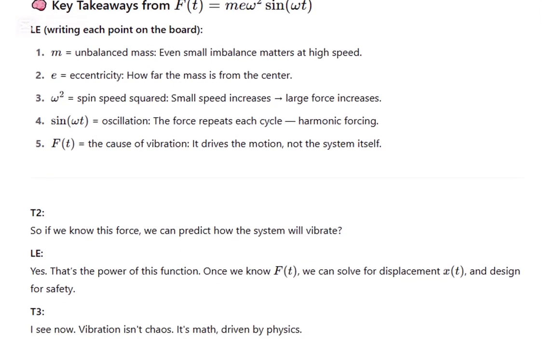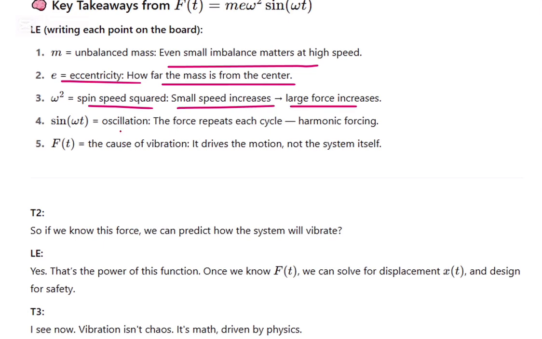m is unbalanced mass. Even a small imbalance matters at high speed. e is eccentricity, how far the mass is from the center. Omega squared, spin speed squared. Small speed increases, larger force increases. Sinusoidal oscillation, the force repeats like a harmonic force. It is the cause of vibration. It drives the motion, not the system itself.